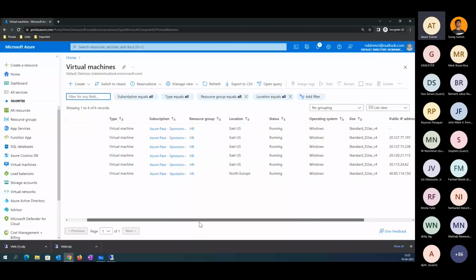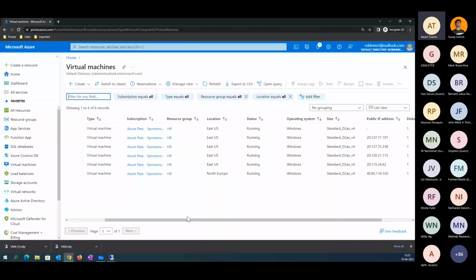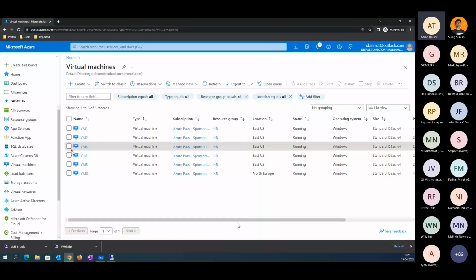Let's remove all the rest of the computers. I don't need all these computers, so let me delete them.